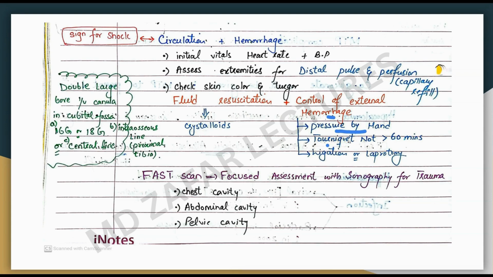Then the tourniquet is applied as a second step. So this is the first step. Then tourniquet is second step, and then we have the ligation or laparotomy if there is a bleeding vessel in the abdomen. Now, tourniquet should not be applied more than 60 minutes. That's an important key point in this scenario.